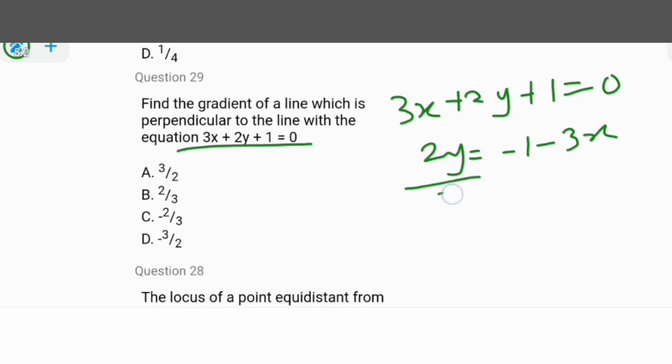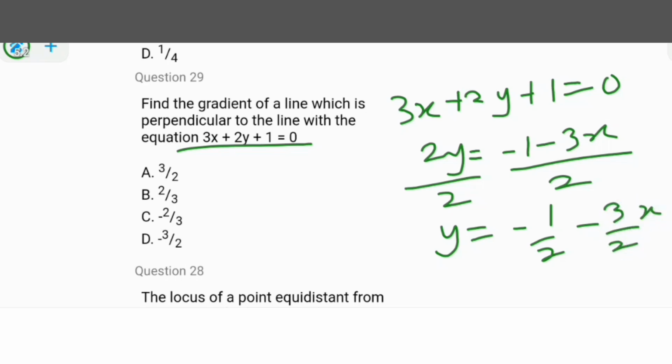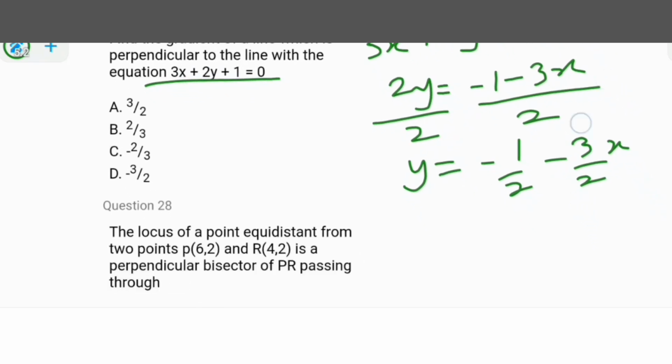Then divide all through by 2, because I want to make y the subject. So that will give me y equals minus 1 over 2 minus 3 over 2 x. So y is now the subject of the formula. So the number in front of x, the coefficient of x, will give you the gradient of this line. So the gradient of this line is minus 3 over 2.